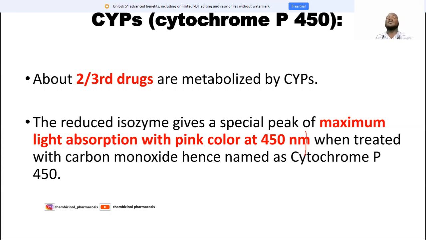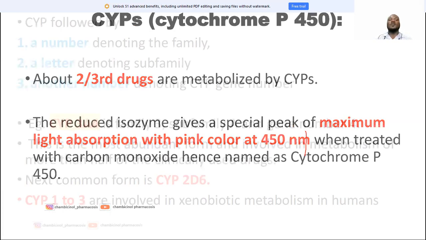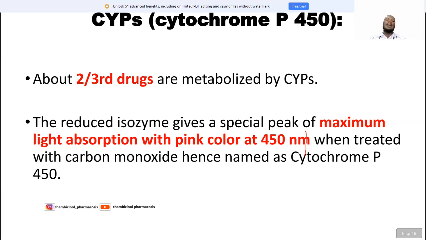This 450 is obtained from the fact that these isoenzymes have a tendency to give the maximum light absorption with the pink color at the wavelength of 450 nanometer when it is treated with the carbon monoxide. That's why its name is called the cytochrome P450, because of this kind of the wavelengths. Among all these, the names of these enzymes, of course, have some meaning. So I will let you know.